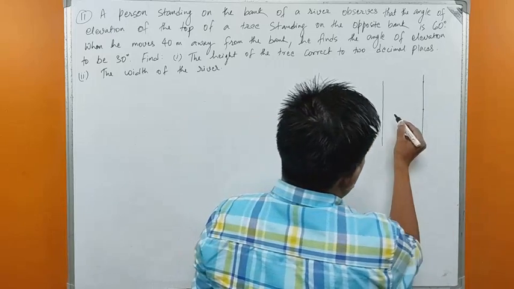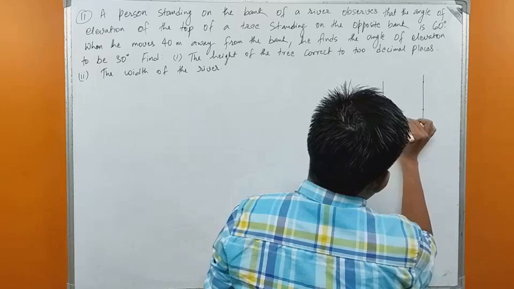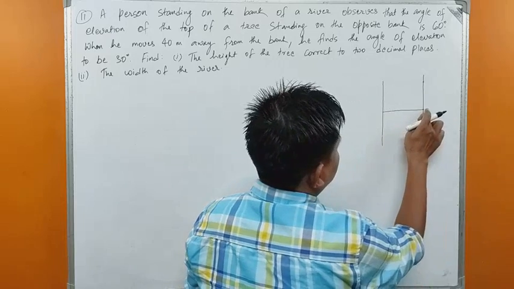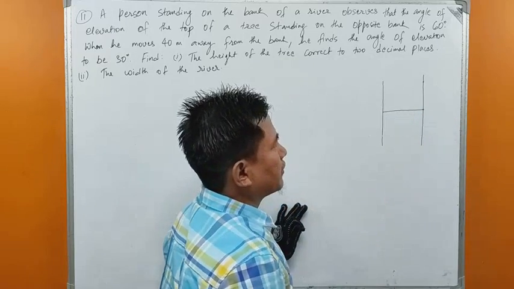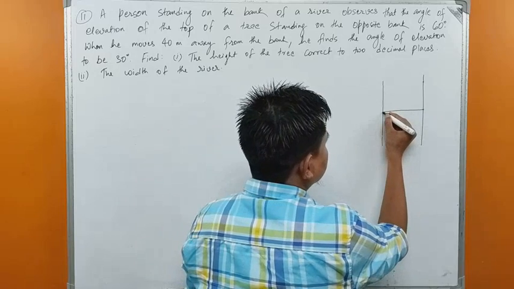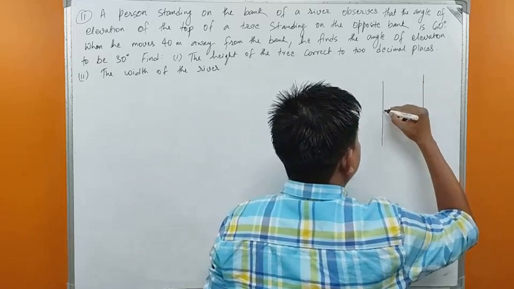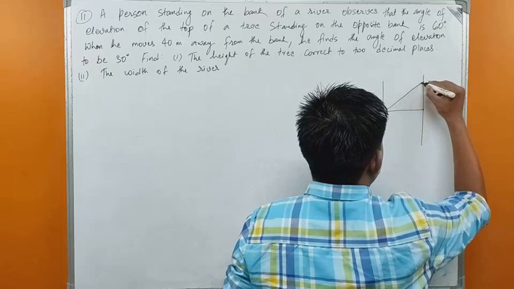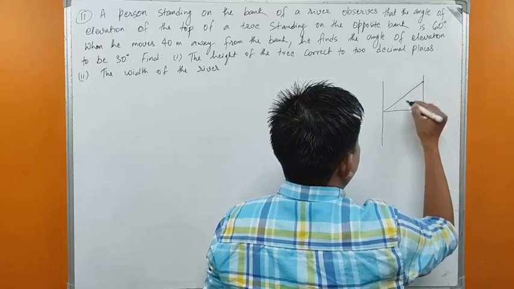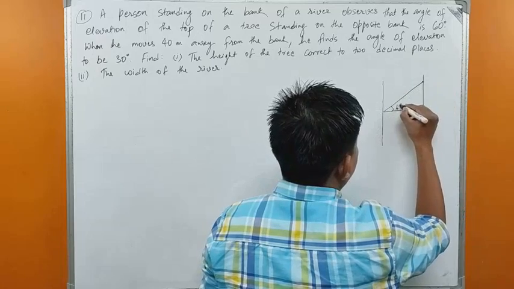So you can see the width of the river is this. This point to this point is the width of the river. A person observes from this point to the top of the coconut tree and sees that the angle of elevation is 60 degrees, isn't it?